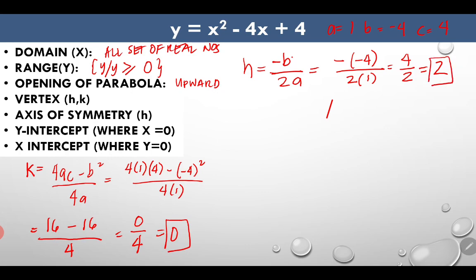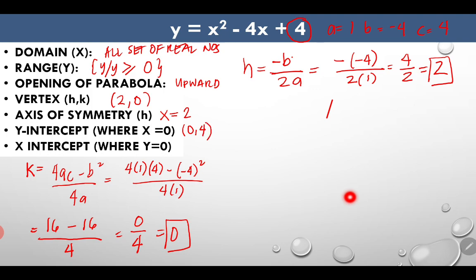So, ang vertex natin ay makikita sa 2, 0. Axis of symmetry, that is equivalent to h. So, axis of symmetry, x is equals to 2. Ang y-intercept natin, we don't need to solve because y-intercept is yung c kapag naka-standard form na siya. So, ang y-intercept natin ay 4. So, that is 0 si x, 4 si y.